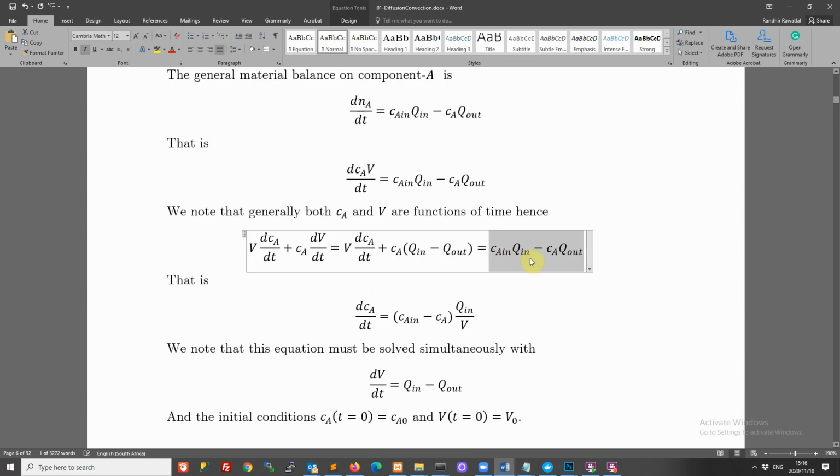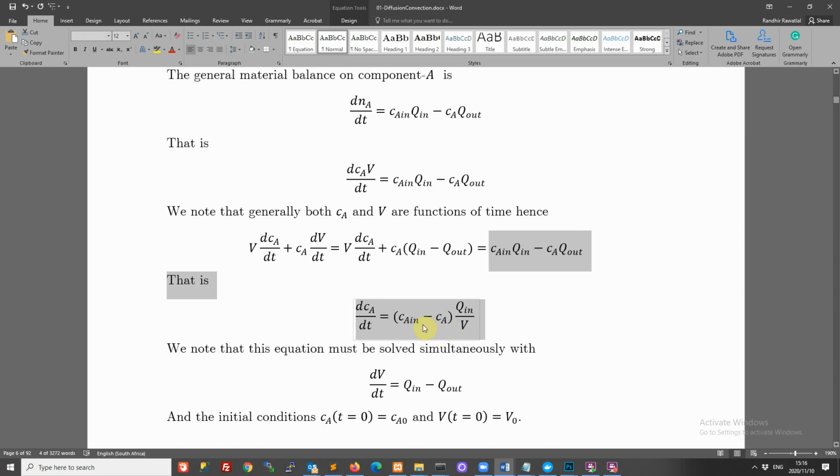And we can see here that this term can cancel. So Ca times Q out can cancel with Ca Q out here, leaving us just with Ca Q in and Ca in Q in. So taking the Ca Q in across, we end up with this form. So this is the differential equation that describes how the concentration of A is varying with time in this reactor.